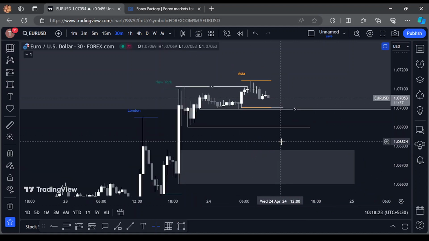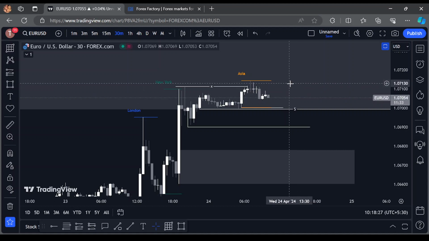So for today's bias, I'm anticipating the price to at least take the Asia high and then move into the downward direction towards these equal lows.